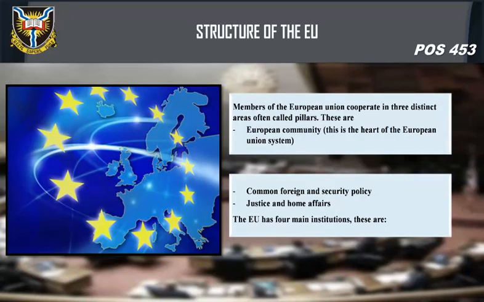Members of the European Union cooperate in three distinct areas often called pillars. These are the European Community, which is the heart of the European Union system, Common Foreign and Security Policy, and Justice and Home Affairs. The EU has four main institutions.